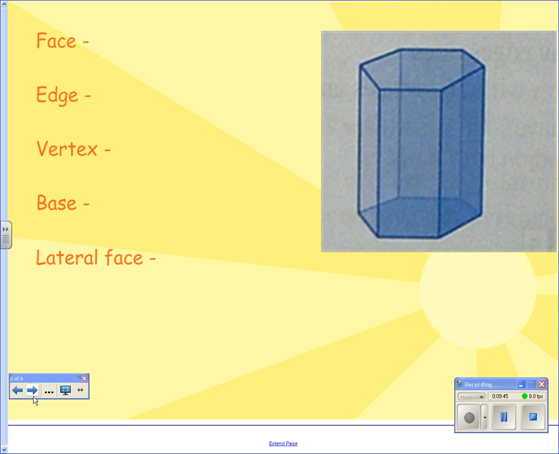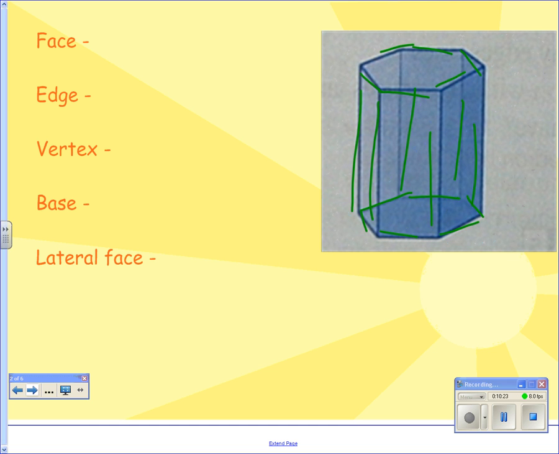How many edges would that figure have? Count them. 1, 2, 3, 4, 5, 6, right? And then 6 more at the base. Where'd they get 18 then? 1, 2, 3, 4, 5, 6. So 18 in total. Yes. Well, kind of. We'll get to the formula in a second.